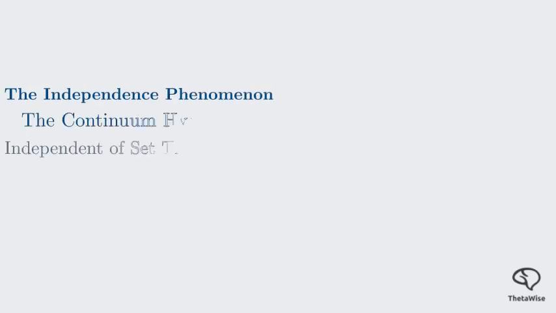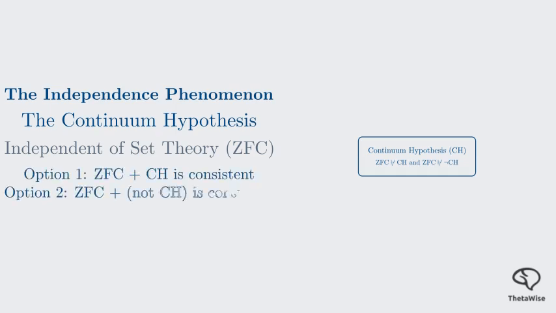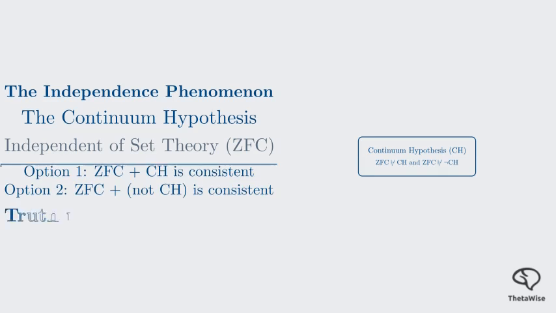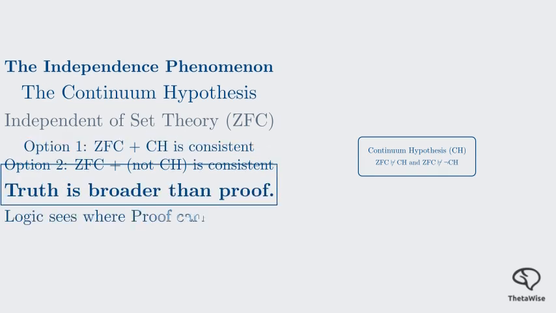Some famous mathematical questions, like the continuum hypothesis, have been proven to be independent of our standard axioms. This means you can choose to assume it is true, or choose to assume it is false, and both versions of math would be logically consistent. In summary, truth is broader than proof. This tells us that even in the most exact science, truth is not a closed book. There are horizons that our logic can see, but our proofs cannot reach.